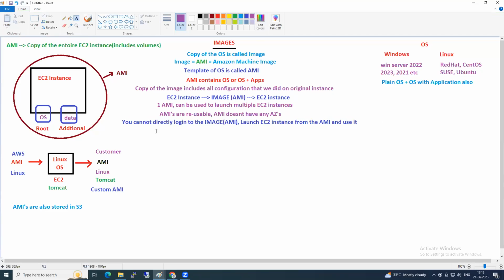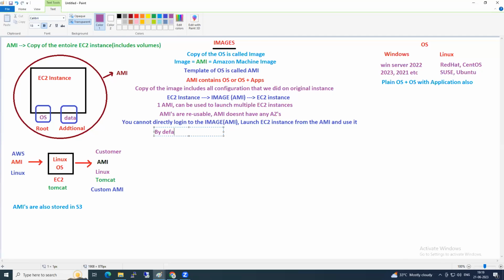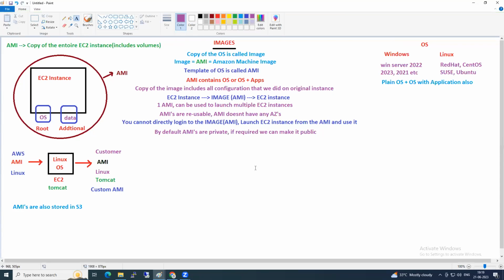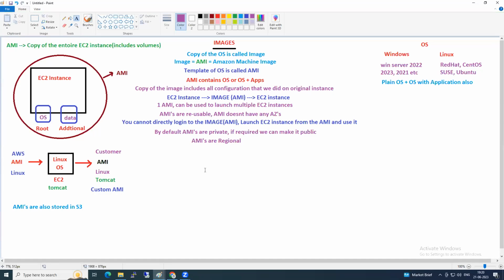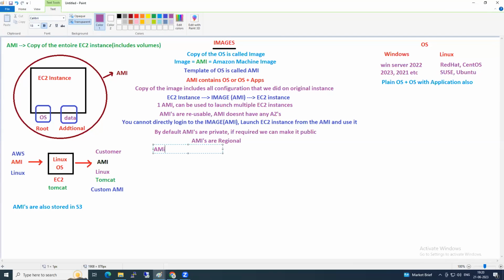By default, are AMIs public or private? Private. If required, we can make it public. Are AMIs global or regional? AMIs are regional. AMIs can be copied from one region to another region.